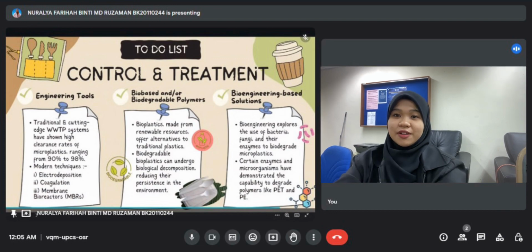Lastly, bioengineering offers a promising solution. By harnessing the power of bacteria, fungi, and enzymes, we can biodegrade microplastic. Some microorganisms and enzymes have already demonstrated the ability to break down specific polymers like PET and PE. With these control and treatment strategies, we can combat microplastic pollution.